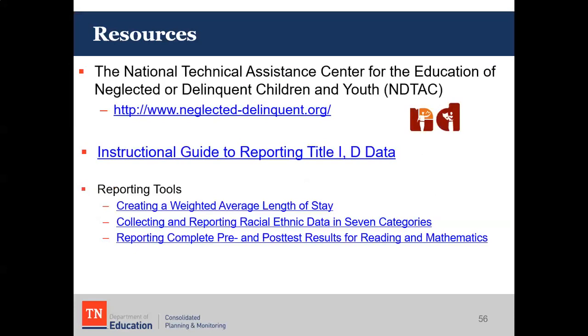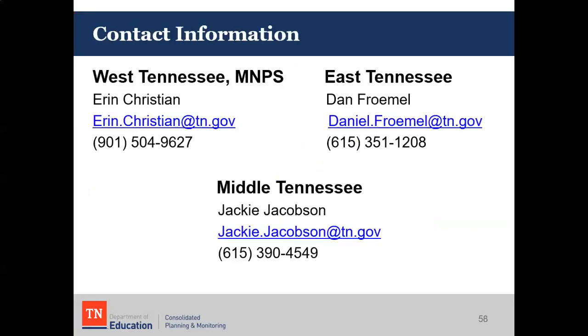The following is a list of resources that we've covered while we went through here. Majority of them come from NDTAC, and so we encourage you, if you want to learn more about the CSPR data collection process, please feel free to review these resources as well. And then finally, we are here to assist you in this process. So as you get into the data collection process, please feel free to reach out to us, and we will be happy to answer any questions that you have.